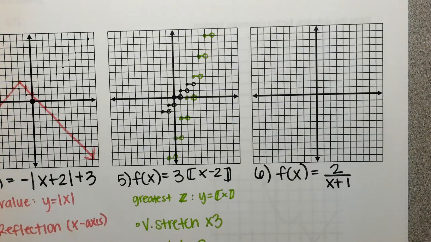Let's see what you got. Make a table. Plug them in. Make a table, plug in points to figure out where to plot them. Can you find the asymptote? Okay, so you start right here. The top one right there.